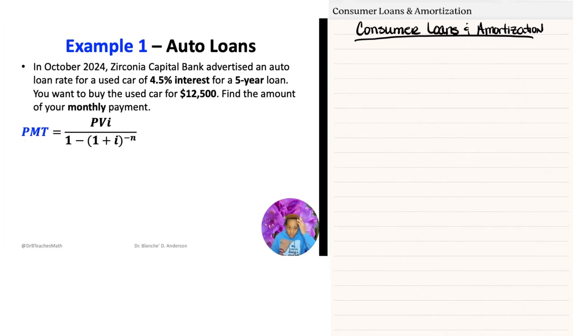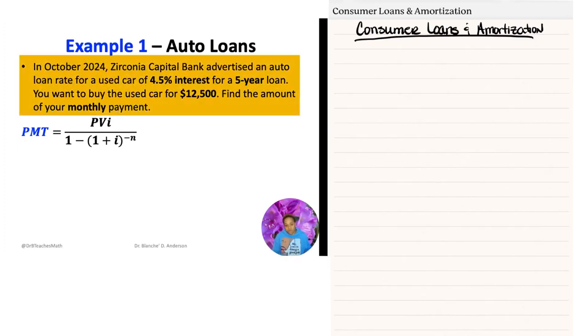how the formula works. So this one says: in October 2024, Zirconia Capital Bank advertised an auto loan rate for a used car of 4.5% interest for a 5-year loan. You want to buy the used car for $12,500. It's not bad. Find the amount of your monthly payment.